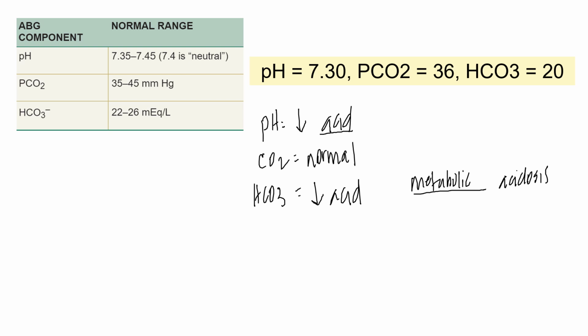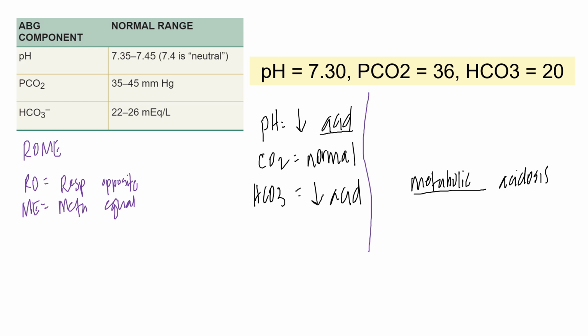Now let me show you how to use ROME. Here we have ROME. The RO in ROME means respiratory opposite. The ME means metabolic equal. And it's referring to the arrows. Let's see. Pretend like we haven't worked it out yet. Okay, so don't look at this. Let's start from scratch. Like before, we're going to start with our pH. Our pH is 7.3, that's decreased, and that's an acid.